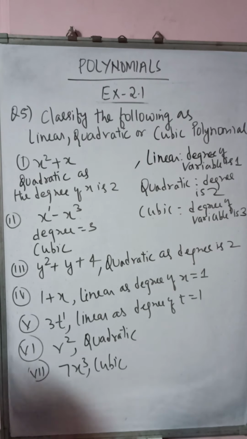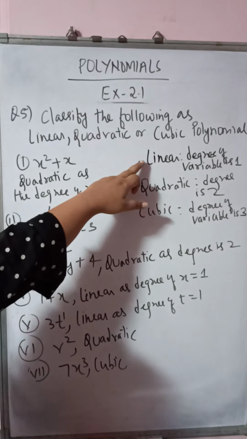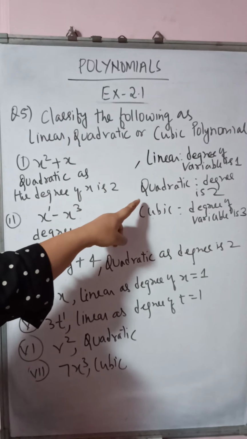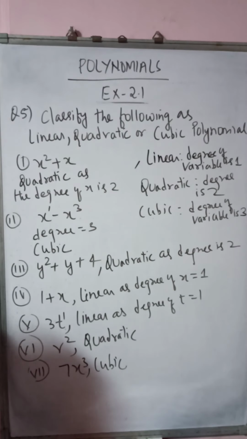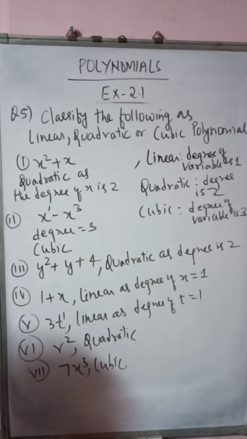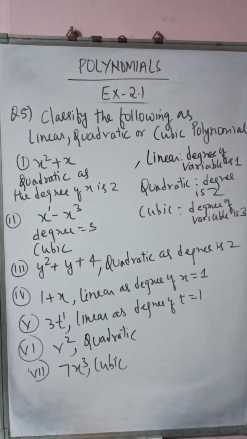I hope it is clear. So one more time, linear means when the degree of the polynomial is 1. Quadratic means when the degree of the polynomial is 2. Cubic means when the degree of the polynomial is 3. You don't have to check the power, you have to check the degree. Degree means highest power of the variable. So this exercise is done.